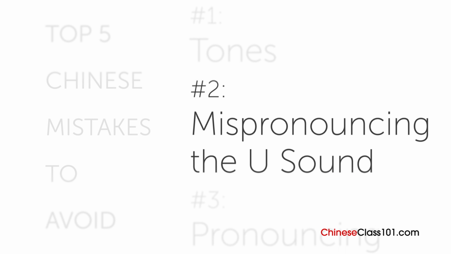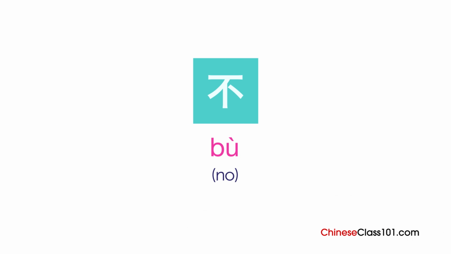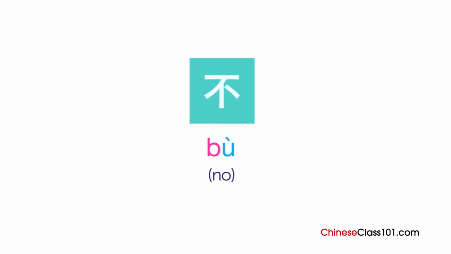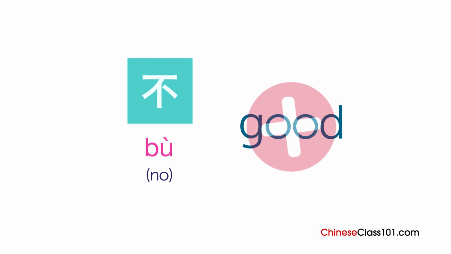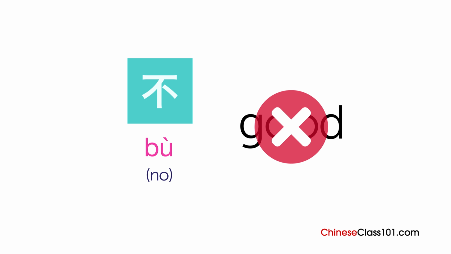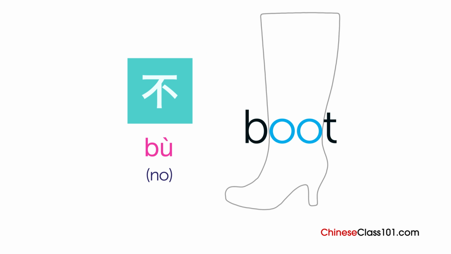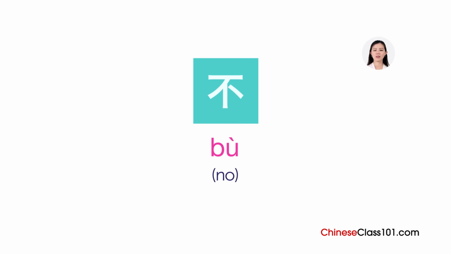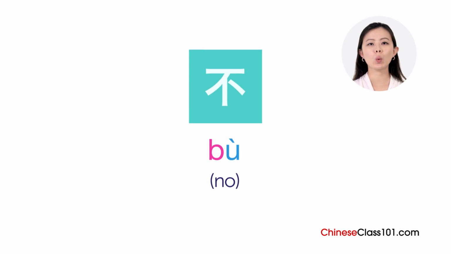Number 2. Mispronouncing the U sound. English speakers tend to read the pinyin U like the "oo" in "good." This is incorrect. It should be more like the double O sound in the word "boot." 乌, 乌.